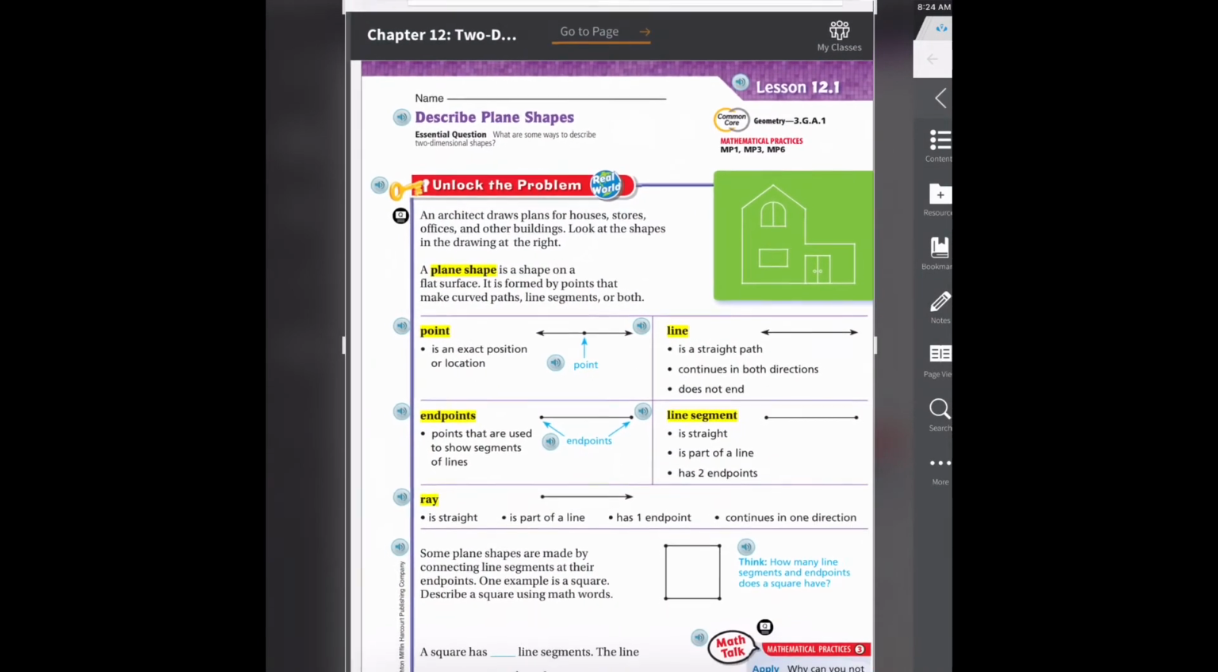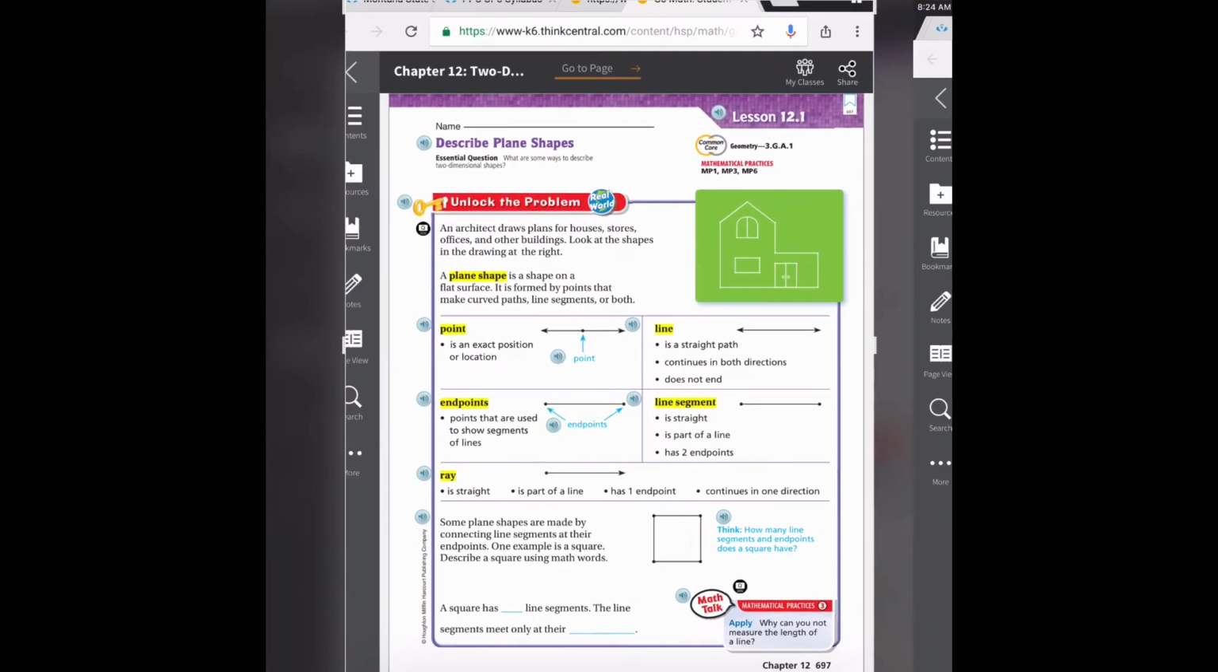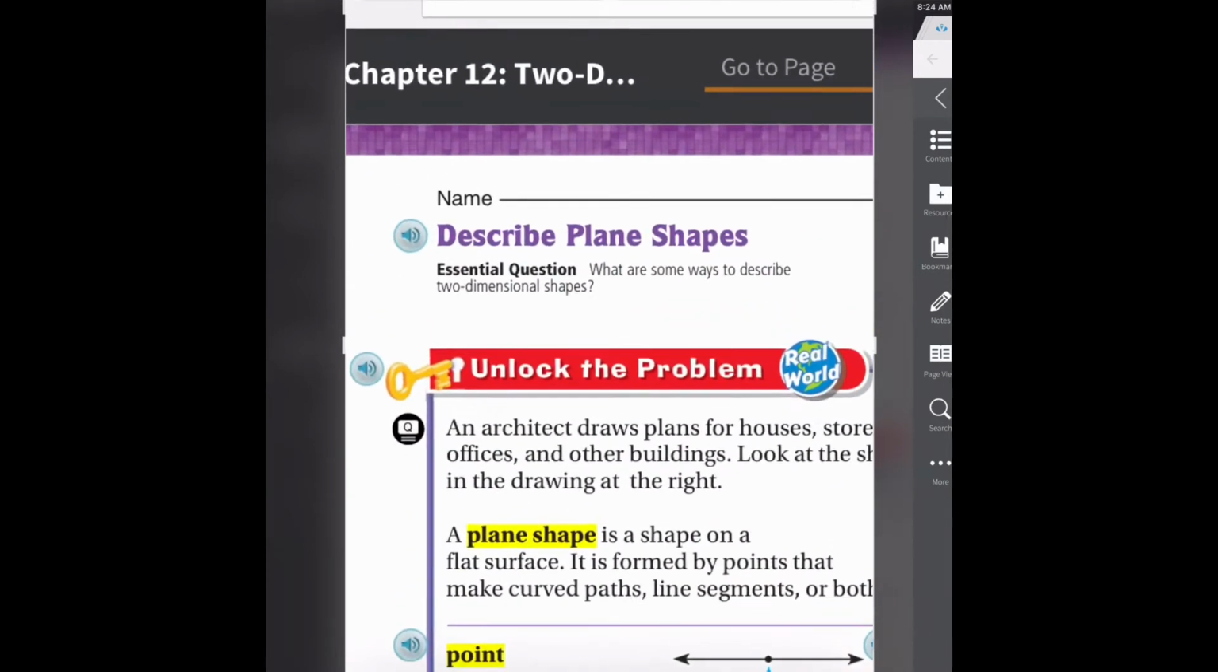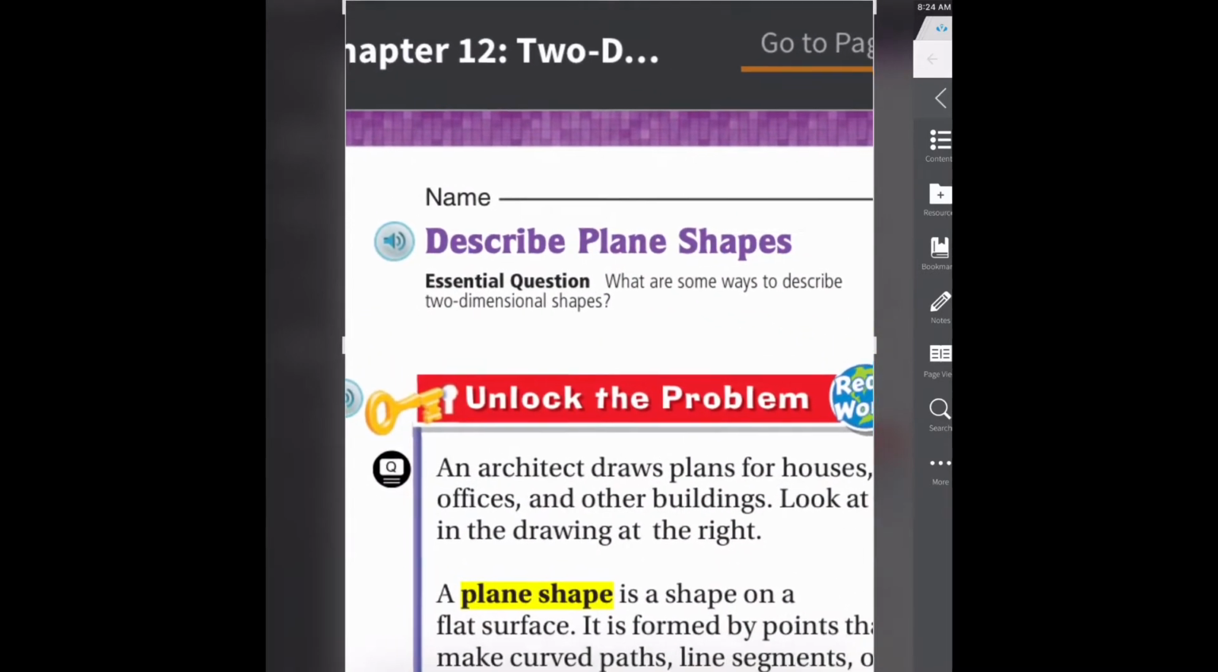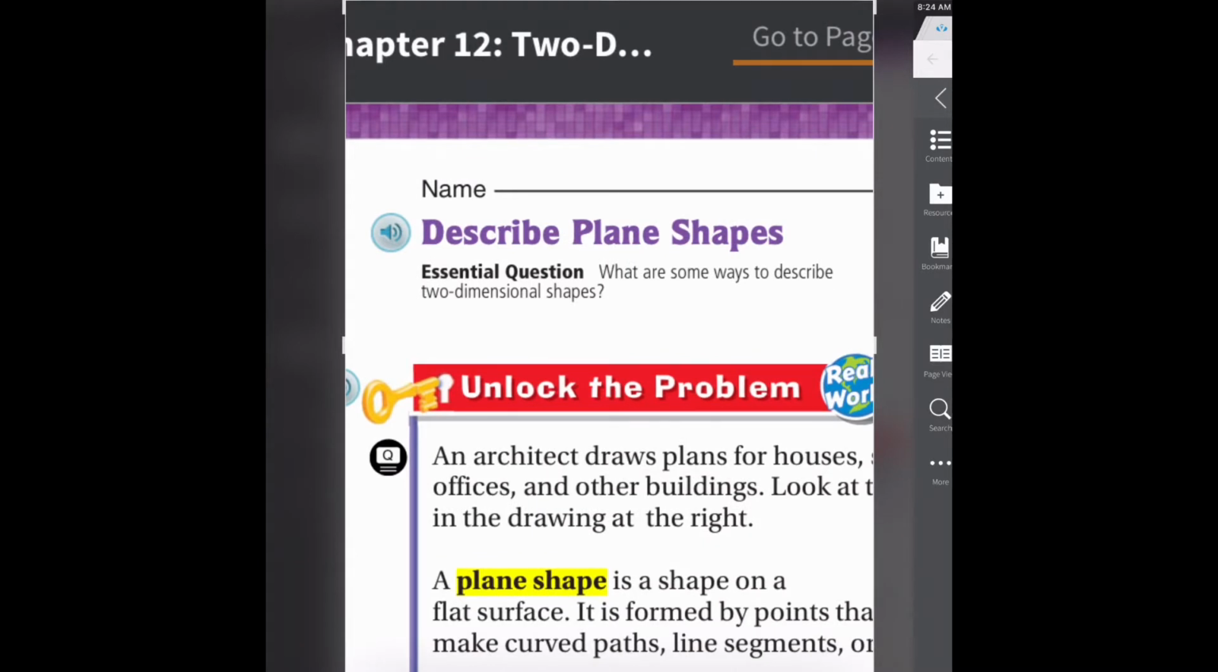Today we are looking at Chapter 12, Lesson 1, and we're on page 697. And our lesson today is Describe Plane Shapes. Now, not the kind that fly through the air. These are a different kind of plane shape. A plane shape is just a shape, a two-dimensional shape, like a square or a rectangle or a triangle, something like that.